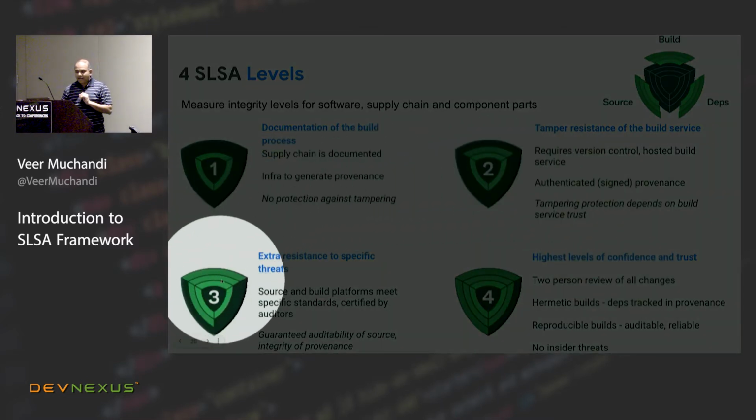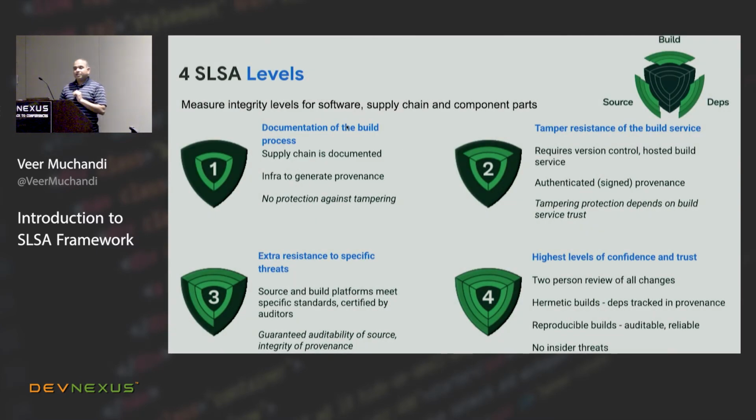Let's look at level 3. Here we are adding more to build, right? Build integrity. And we also added a little bit more to the source integrity. What are we doing here? You are adding extra resistance to specific kinds of threats. How are we adding more, right? This is where you are actually using third-party auditors to be able to certify that your build mechanism is perfect, right? So somebody else is actually saying that your build mechanism is good.